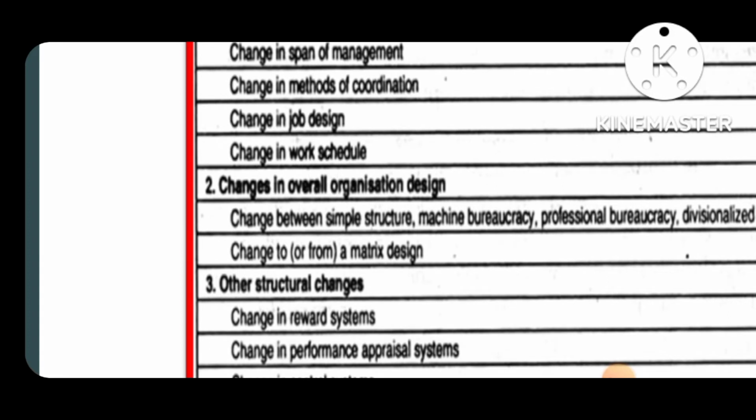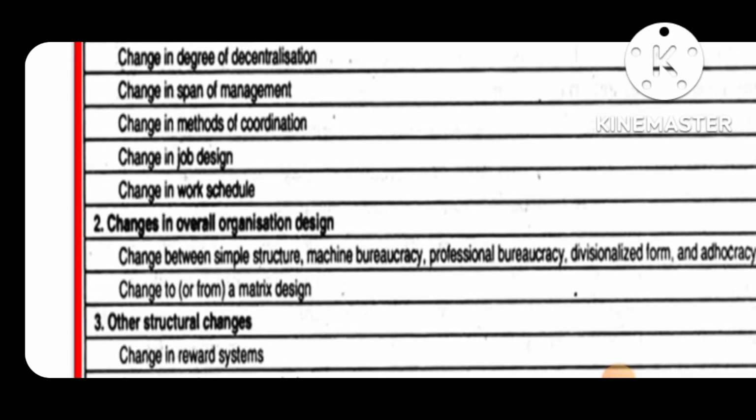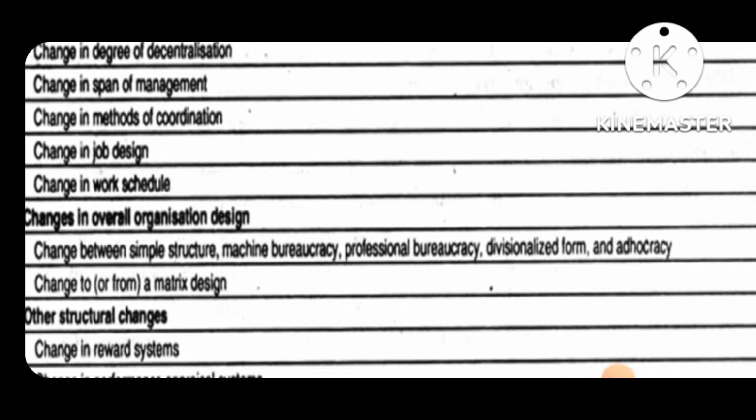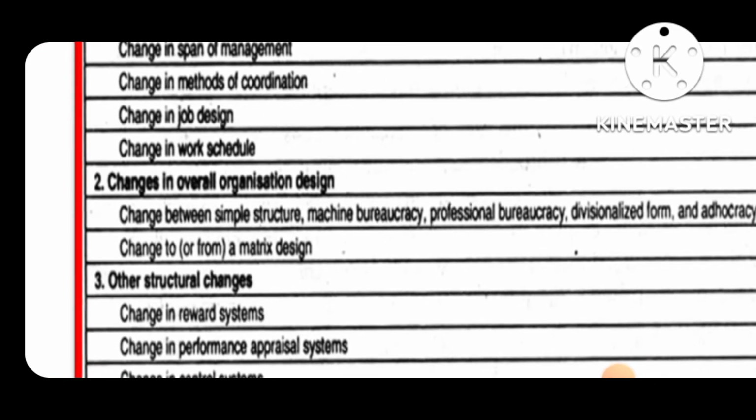It can be change between simple structure or the machine bureaucracy, the professional bureaucracy, or the divisionalized form and adhocracy. Also, it can be change to a matrix design. So it simply means that it is the overall design of our organization that has a change. That's why it's about the structure, the machine that we're going to use, then our professionalism toward our works, and our own divisions or departments. Then the change of matrices. So ano talaga siya, pang overall.